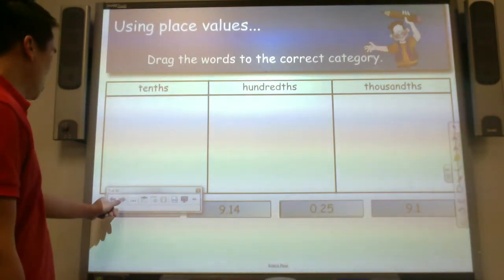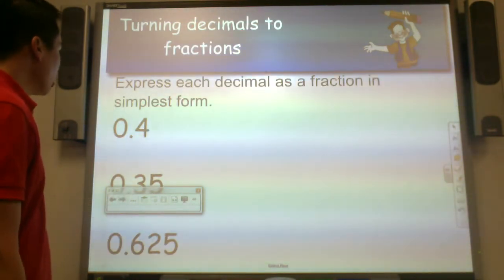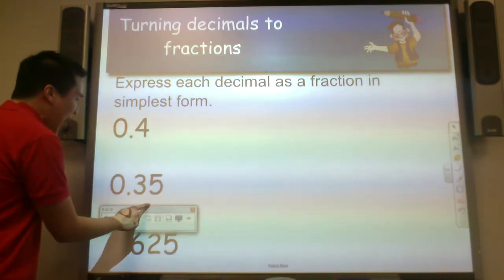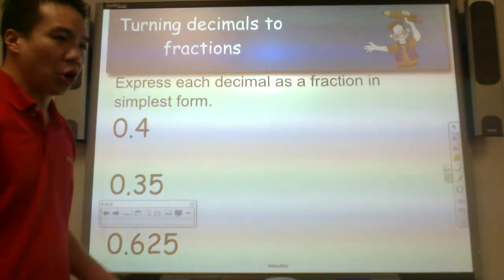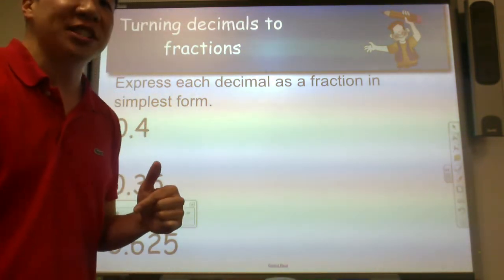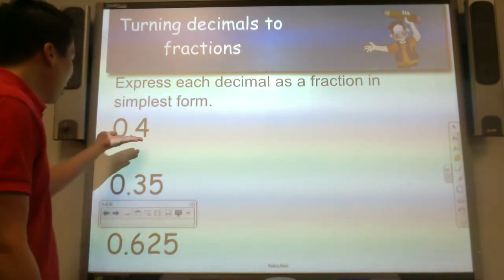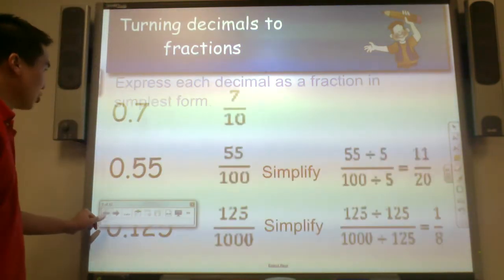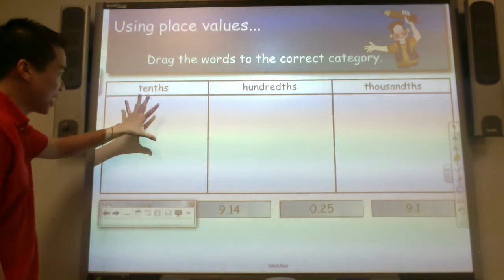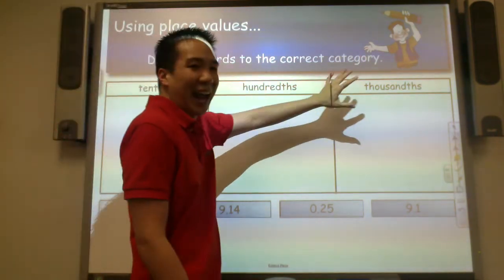So let's skip. Let's go to our first screen. How will you write each decimal as a fraction? And then can you simplify it if possible? How would you correctly read this? There's only a couple place values out there: tenths, hundredths, and thousandths.